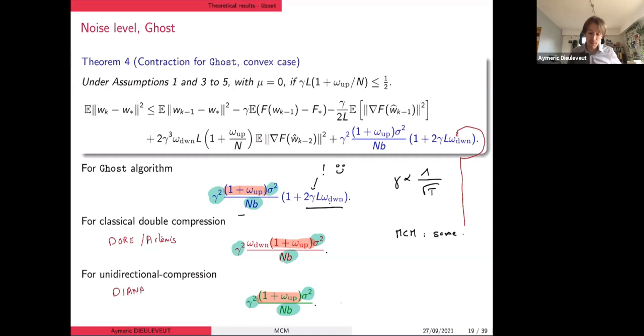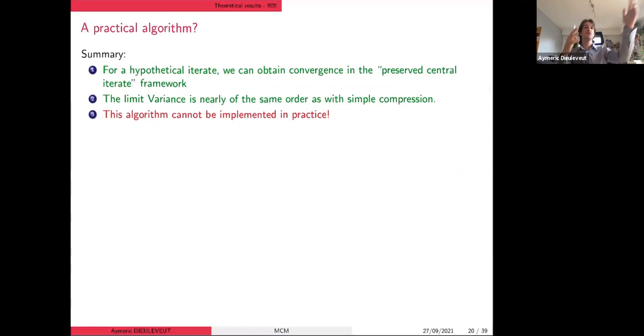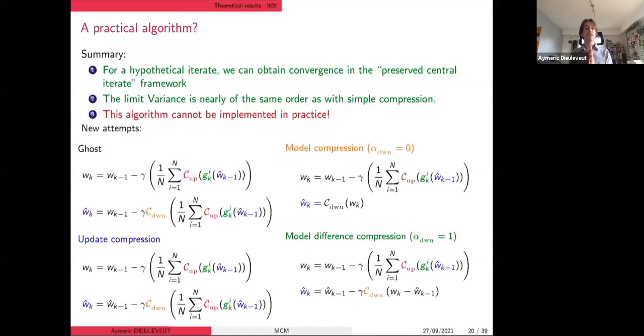So I think that's all for Ghost. I'm going to summarize what I've just said. Up to that point, I have a very simple algorithm, which is a hypothetical iterate that I cannot compute in practice, and that nearly recovers the limit variance of simple compression using this preserved central iterate framework. But I cannot implement it in practice. So how do I do that? Let's have at least a few attempts.